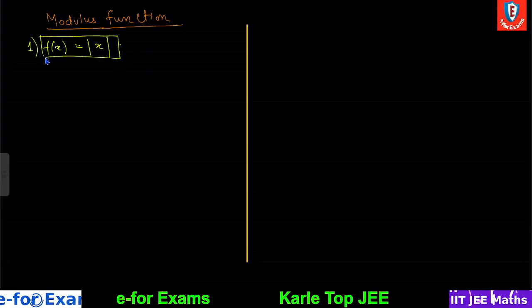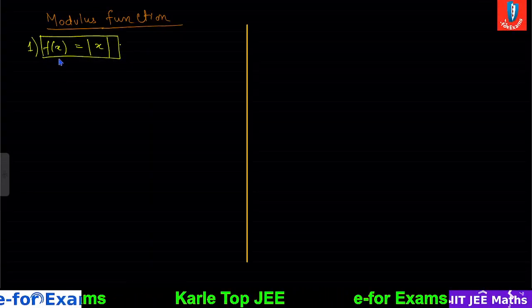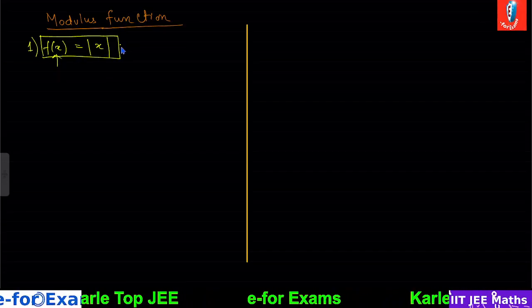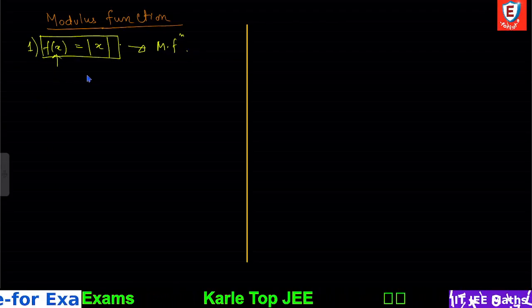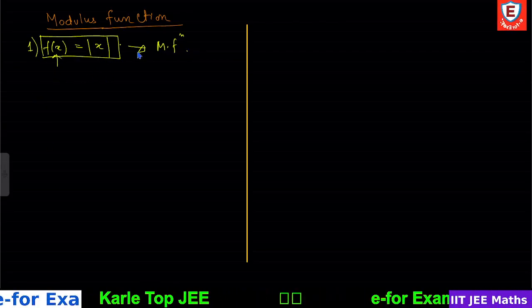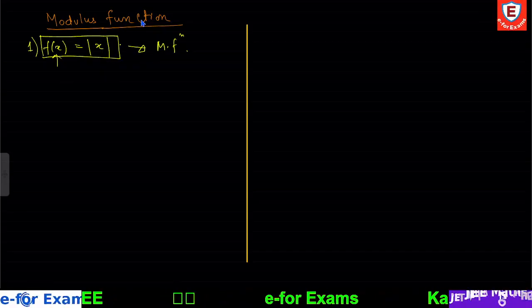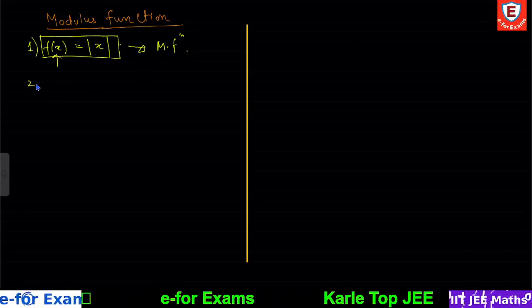What is the modulus function? The modulus function is nothing but a function f of x is equal to mod of x. This is called the modulus function. If f of x equals mod of x, then the function f of x is called a modulus function. Then f is a modulus function. Point number 2.